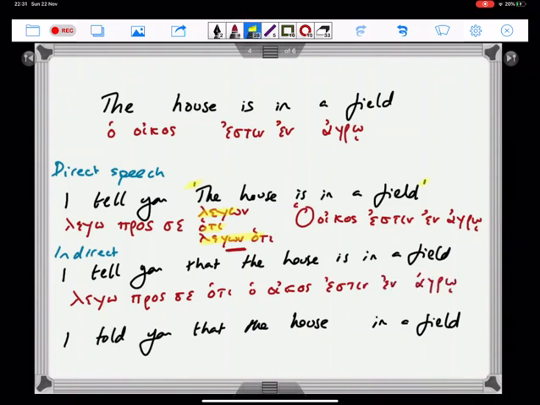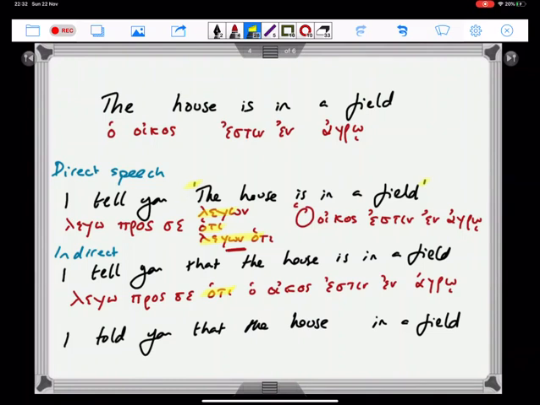So you're still using hoti, but now you've not got a capital letter. You're not moving into direct speech. So hoti functions both to introduce speech marks and as an equivalent to the English word "that" when introducing indirect speech. Context will tell you which one of those you've got, but when you see hoti in the context of speech, you do need to stop and think, is this direct or is this indirect?